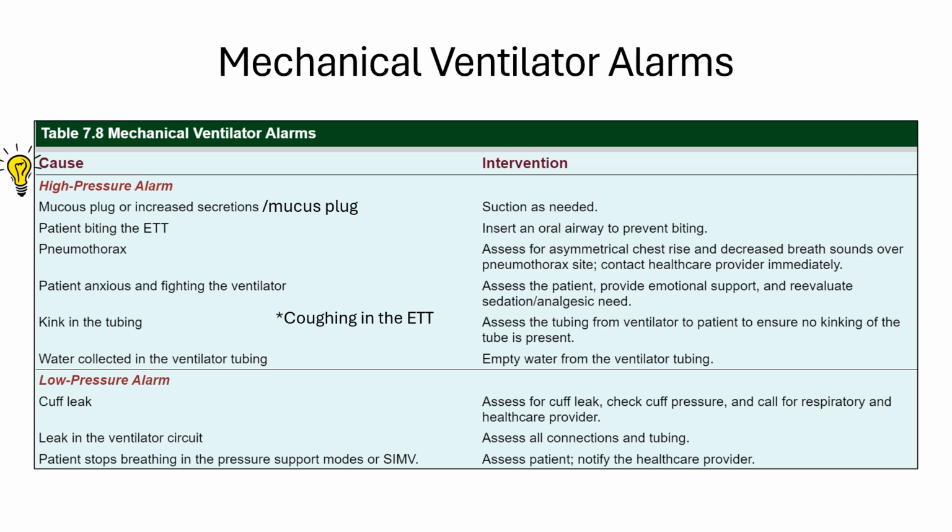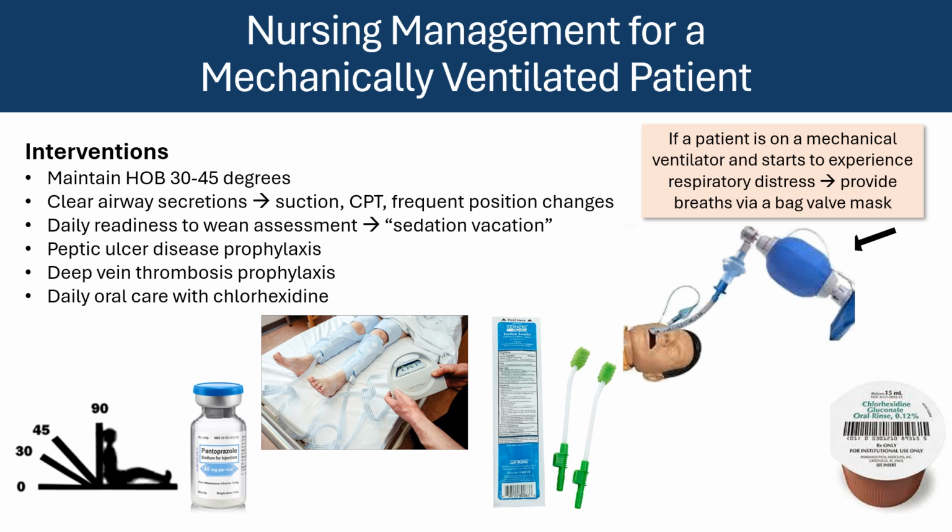Okay, so nursing management for a vented patient. So 30 to 45 degrees, anything lower than that is not okay. Not okay, less than 30 to 45 degrees. We have to maintain that airway. So we want to suction the patient. We can do CPT, which is when we pat the chest to loosen secretions so they're easier to expel. Frequent position changes because if they can't get out of bed and walk, we kind of have to facilitate that. And that also helps to drain.